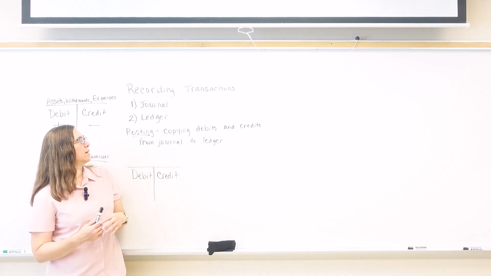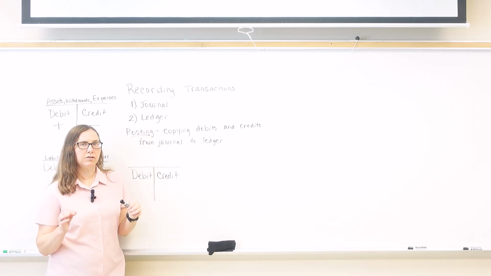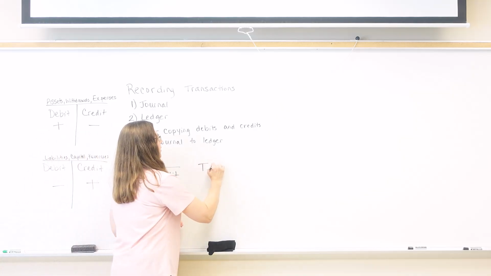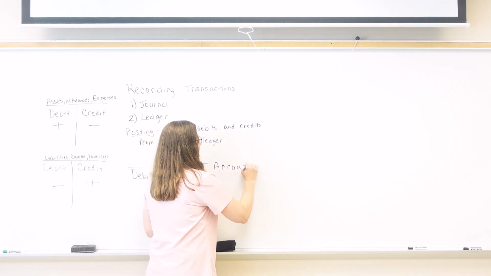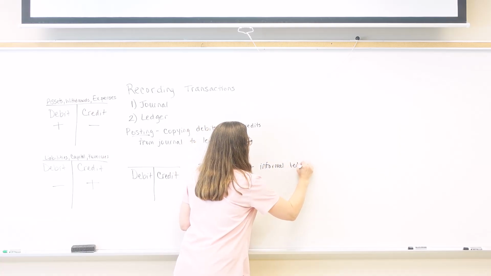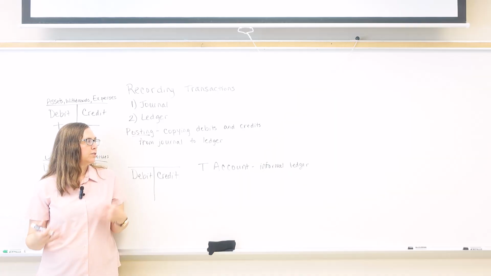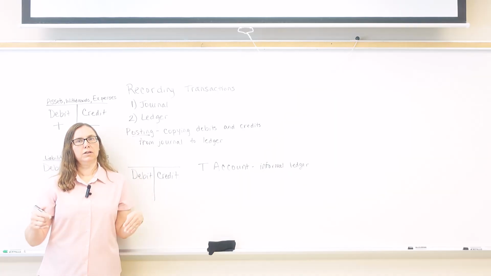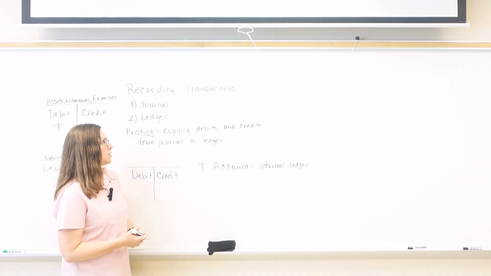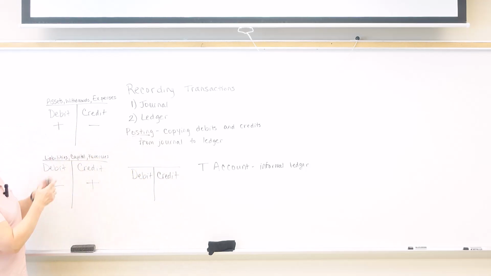And I had said that we learn the ledger first because it's easier to learn debits and credits in the ledger because we're using something called the T account. And a T account is simply an informal ledger. So it's just easier because it's more visual. You can see the debit on the left, you can see the credit on the right, and it just makes it simple. And just to review, I put the rules again on the board.